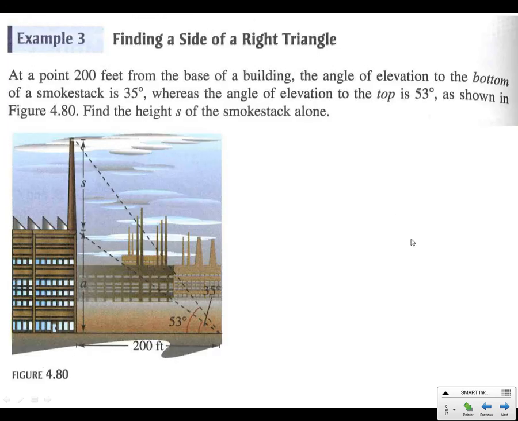All right, example 3, very similar, but now a two-parter. So we want to figure out the height of this smokestack, which is from here to here. Let's figure out the big triangle first. So on this one, we know, let's use green here. So we're going to figure out this large triangle. In the large triangle, we know that the adjacent side is 200. We want to figure out the opposite side. And we know that the angle is 53 degrees, the big angle. So opposite over adjacent is tangent.